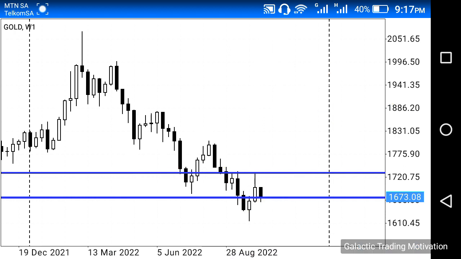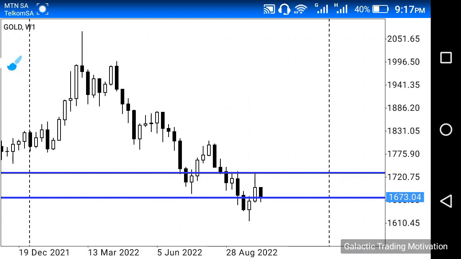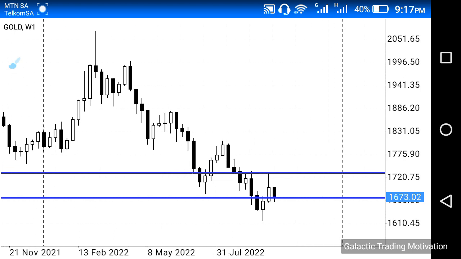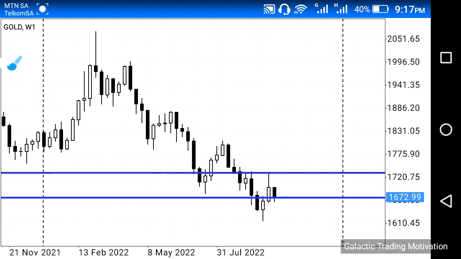And guys, should this week's candlestick close as a bearish candlestick, chances are we will see price push further down. However, should it close as a bullish candlestick, sorry, let me just repeat that. Should this week's candlestick close as a bearish candlestick, chances are that we will see price move further down. But should it close as a bullish candlestick, we might potentially see a reversal of sorts. So we just need to be careful.